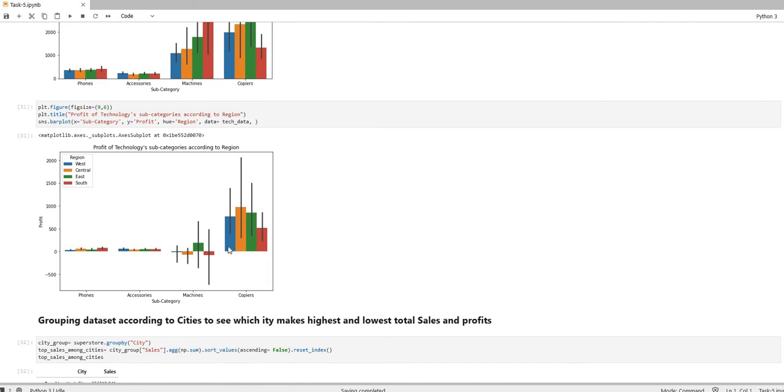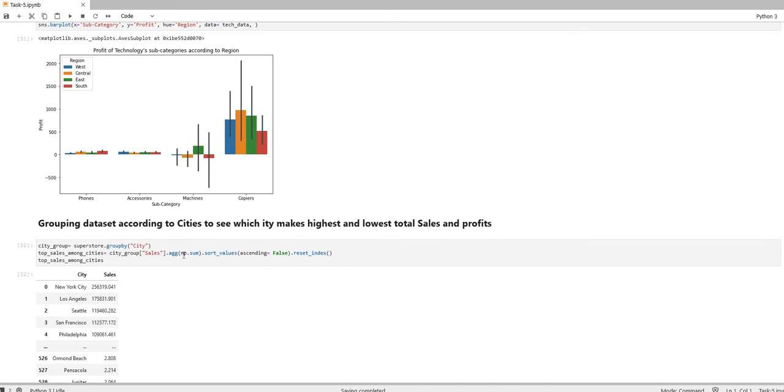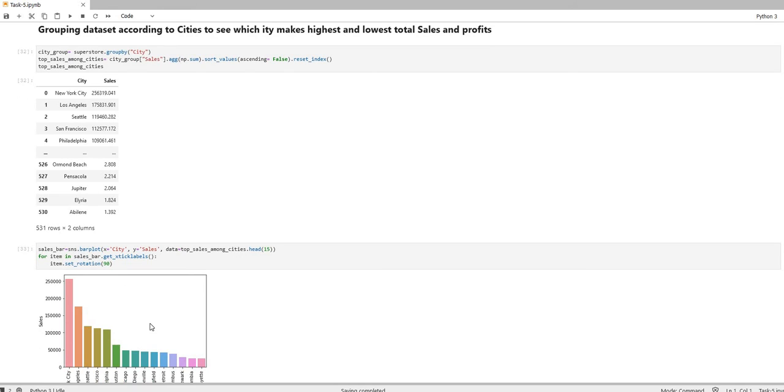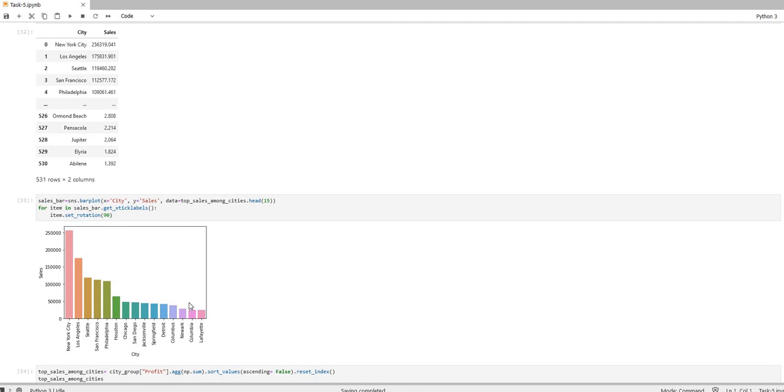Now I have grouped the data by the city column. Next, I have calculated the total sales here and created a table in descending order, and we can see that New York City has the highest total sales and Los Angeles is in second position. Last is Abilene, which has the lowest total sales. I have also visualized it. You can see here.